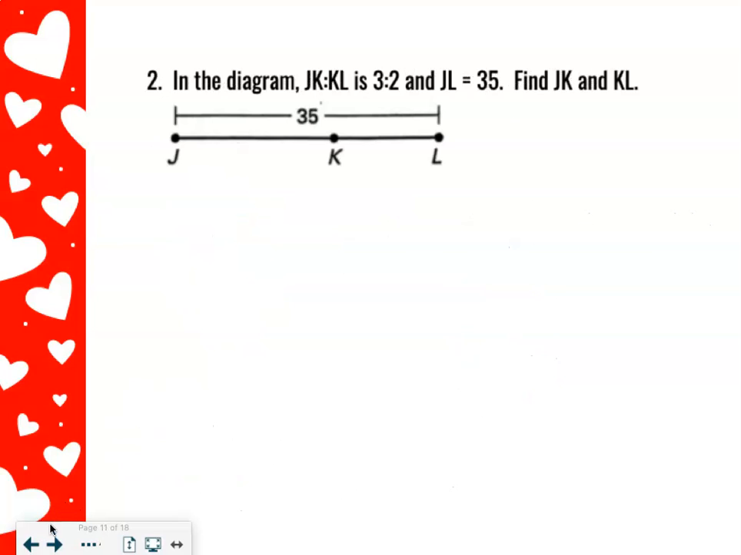Okay, let's try 2. It says in the diagram, JK to KL is 3 to 2, and JL is 35. Find JK and KL. So remember, we're going to put our x's here, because I don't know what x represents, but I know that this is 3 parts to this 2 parts. And together, I know they have to add to the whole thing.